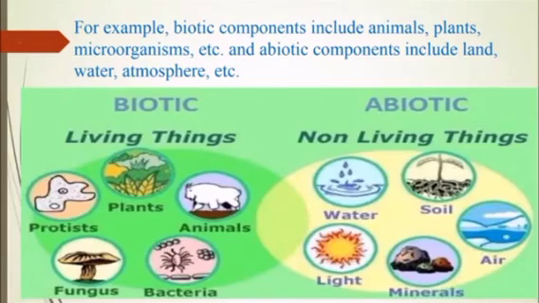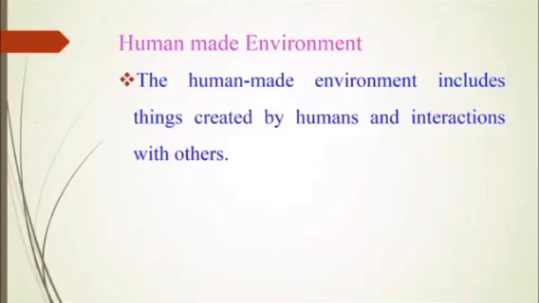So, in this picture, we can see the biotic and abiotic components. Biotic means living things like plants, animals, bacteria, fungus, protists. Abiotic means non-living things like water, soil, air, minerals and light. Next, we are going to learn about human-made environment.